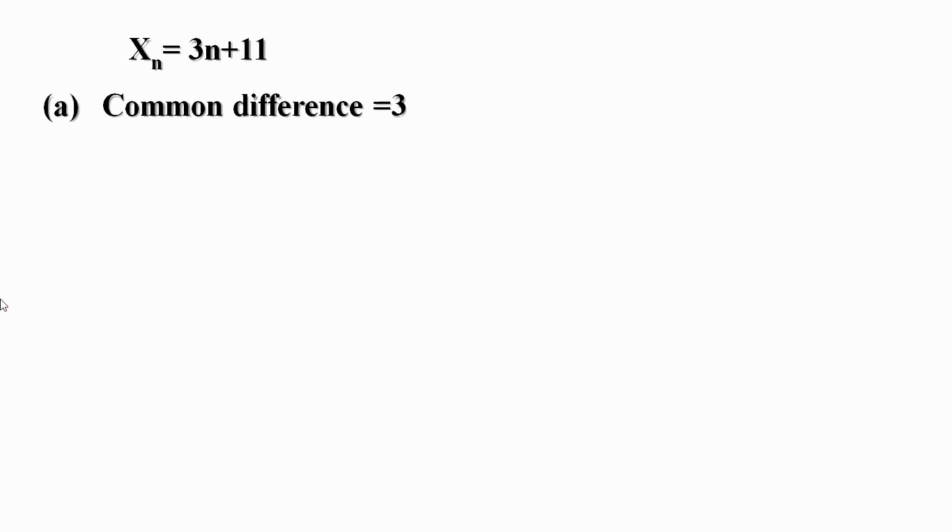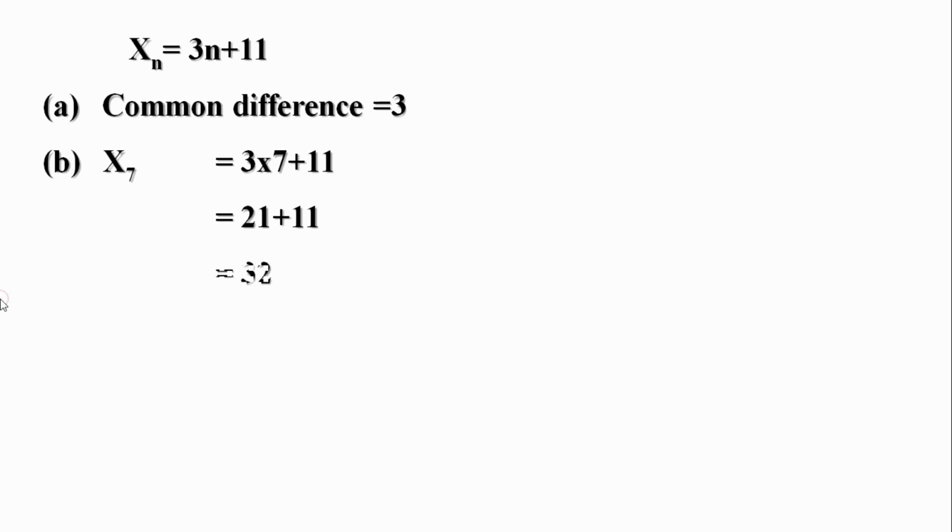Now we have to find the 7th term. To find the 7th term, let us replace n by 7. So the 7th term is equal to 3 into 7 plus 11, that's equal to 21 plus 11, or the 7th term is equal to 32. Now we have to find the first natural number term of the sequence 14 by 8, 17 by 8, 20 by 8.